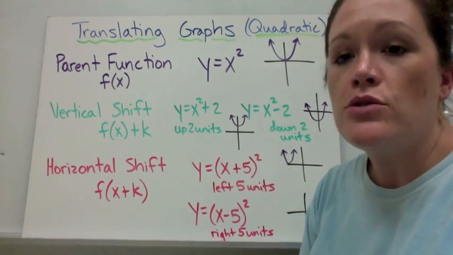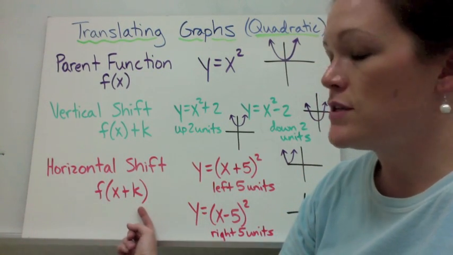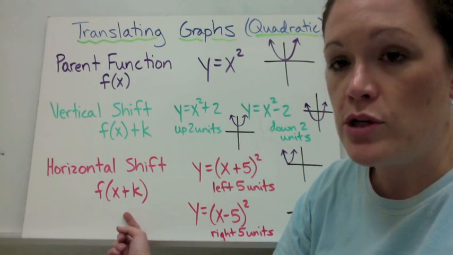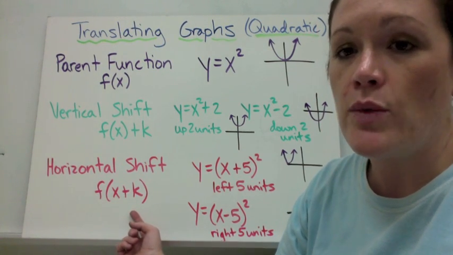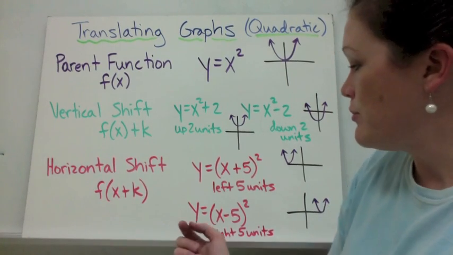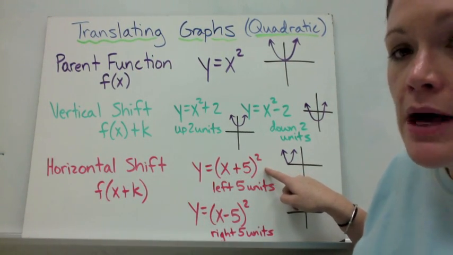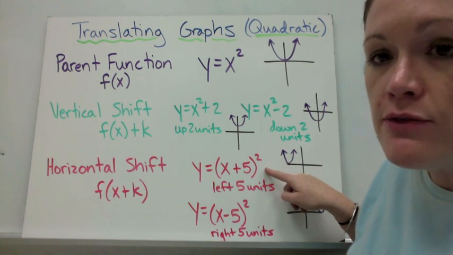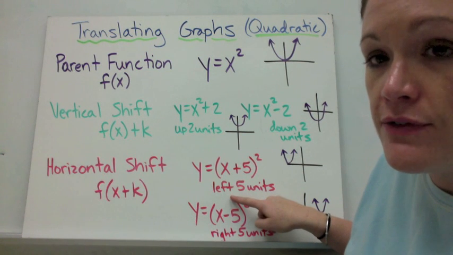Now for the horizontal shift, we call the parent function f of x. The horizontal shift is inside of a grouping symbol, and we usually have parentheses. So f of x plus k is our generic way to say that. But in a better example, we could look at y equals x plus 5 squared. Now in the grouping symbol, it does the opposite of what you might think. If it's positive 5, it actually goes to the left 5 units.